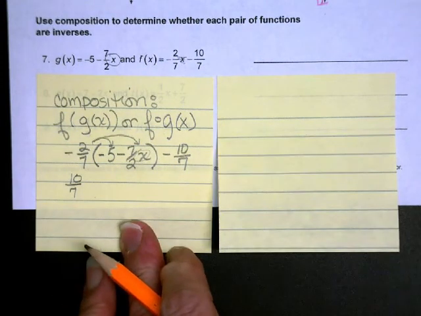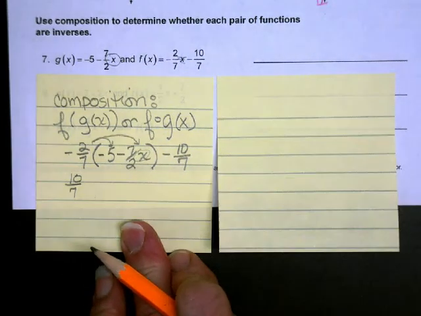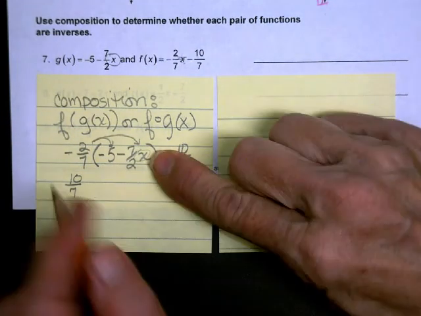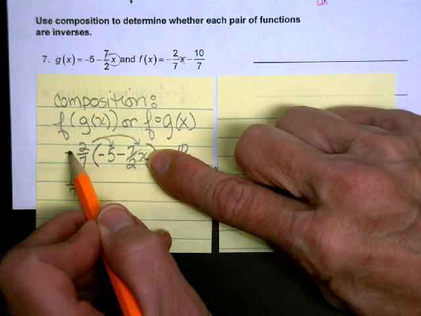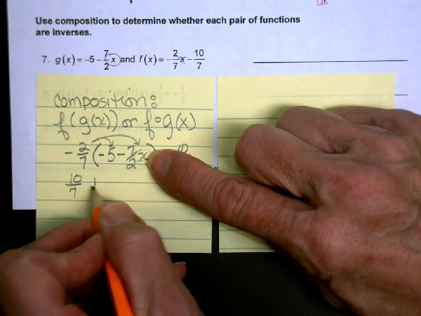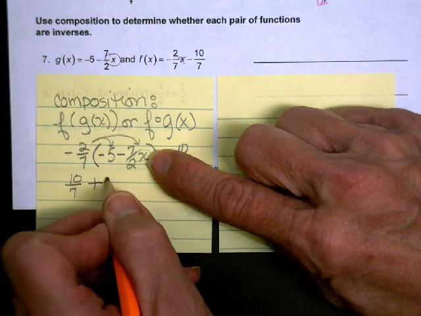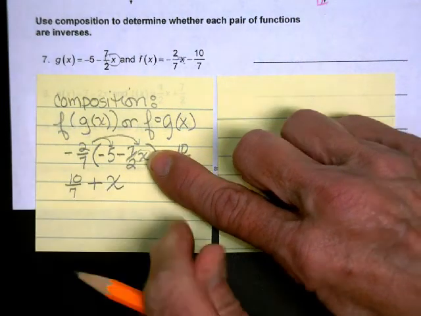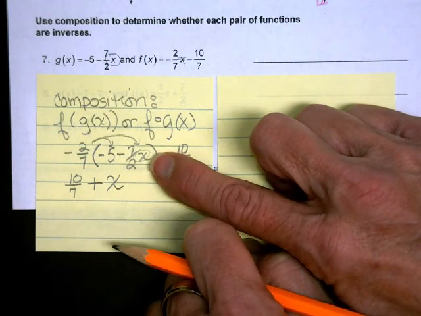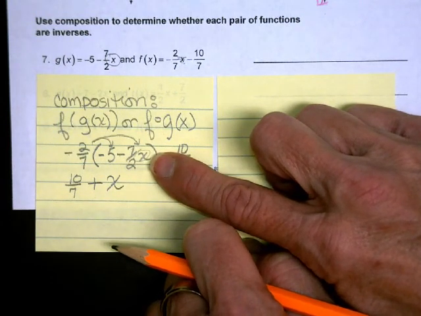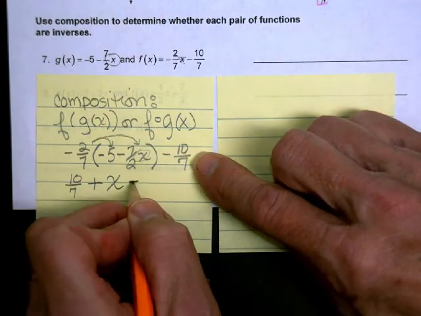10 over 7. And that's where a good calculator with a fraction button helps you if fractions are not your strength. Then when I take a negative 2/7 times a negative 7 halves, negative times negative is positive. 14 divided by 14 is 1. So I don't have to write the 1 as a coefficient. I just put the value of x, or the variable x. Okay, that's all that gets multiplied.